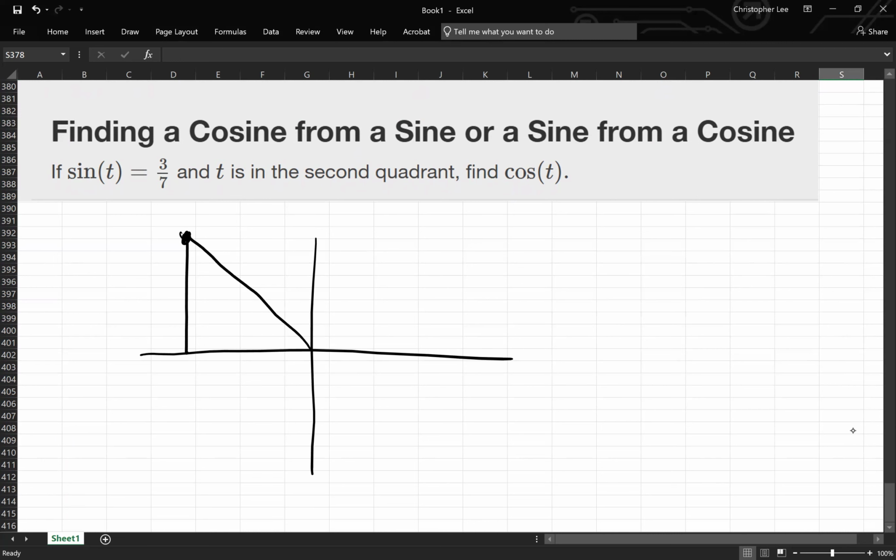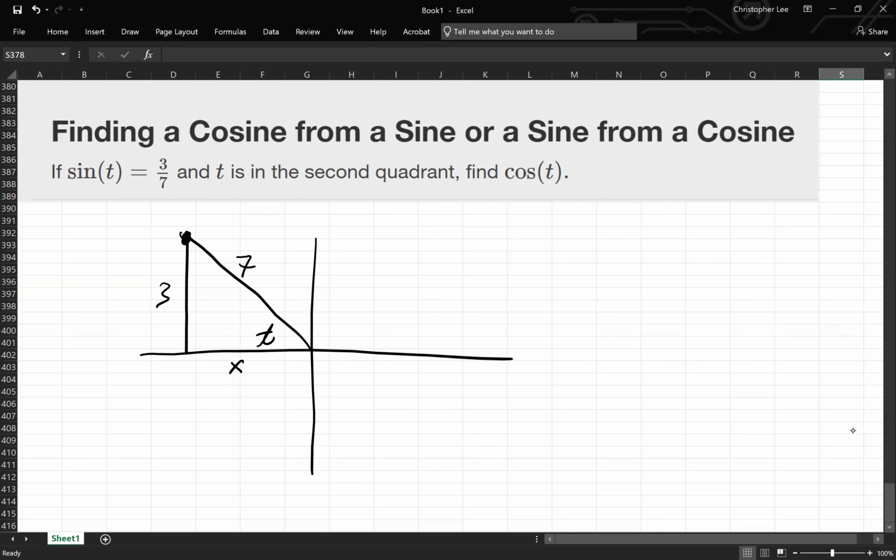There's some point here, right? And this is t in the second quadrant, right? Sine is what? Opposite over hypotenuse. So this would be 3 over 7, right? Now, I want to find what this x value is right here, right?